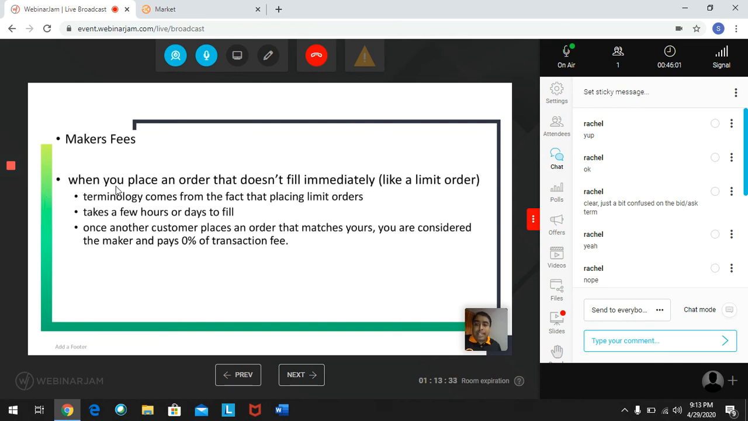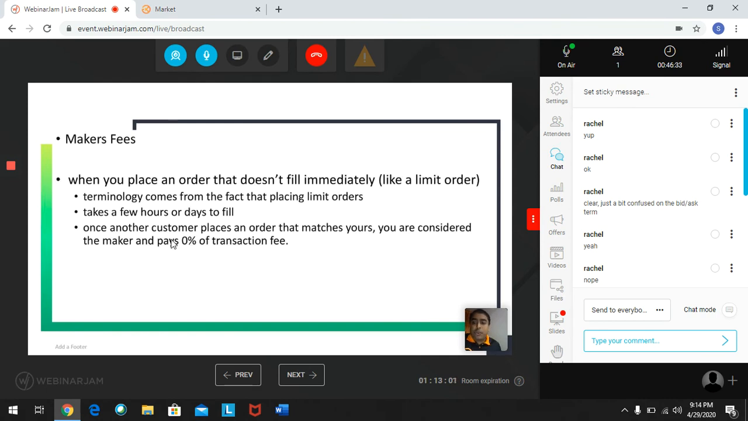Okay, so makers, again, I'm explaining, are those who place an order that doesn't fill immediately. This is to help you better understand who makers are. Basically, once you place your order and it is not matched, meaning zero quantity is matched, it's not partially or fractionally matched, zero match. That means your price is not matched at all, and you're just putting in the limit order.